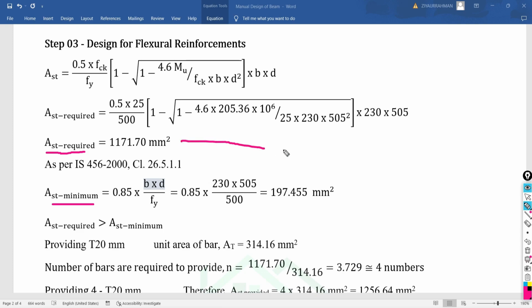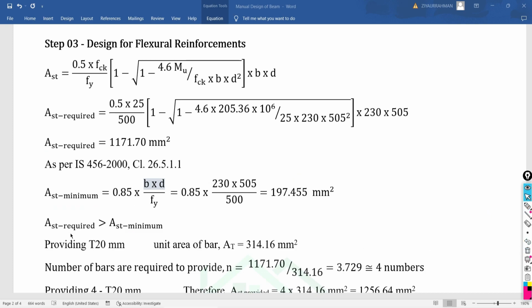Now you have to compare this minimum reinforcement with the Ast required. Among these two values, you have to consider the maximum one, Ast required or the minimum requirement. You have to compare these two, and whichever is maximum, that you have to follow. So here Ast required is greater than Ast minimum. So this much total area of reinforcement we have to provide.